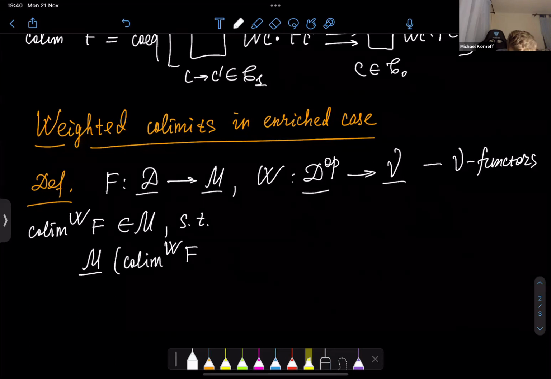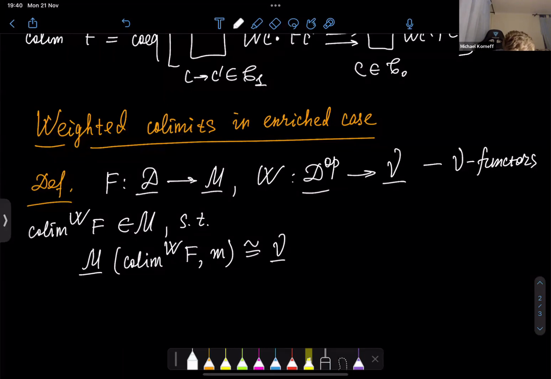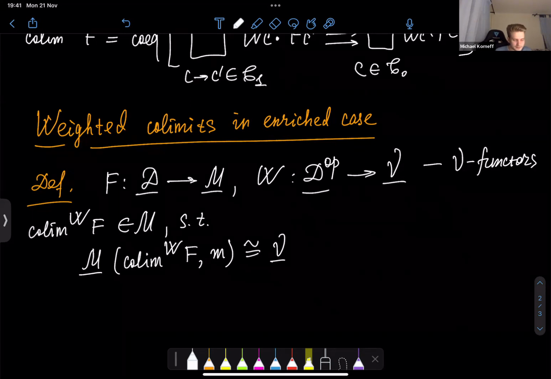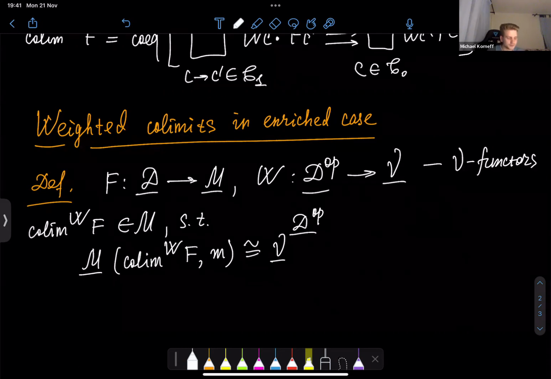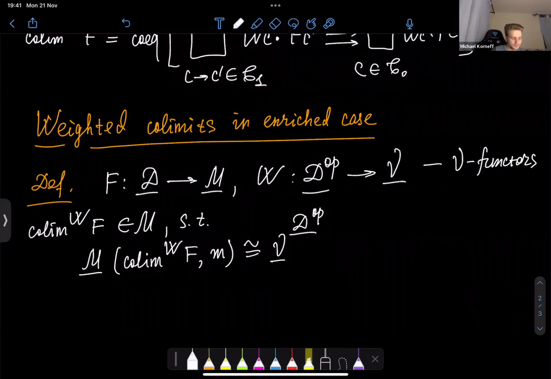It looks like a definition in the unenriched case, but here we'll have some problems with the coherent definition. We should introduce a new notion for the enriched case, so-called enriched coends.